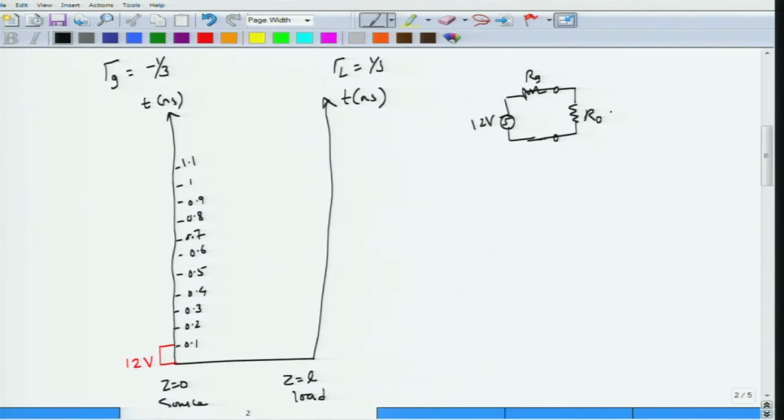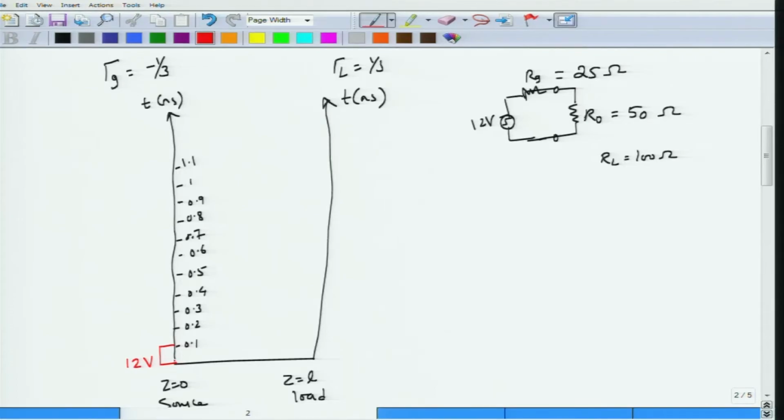So what is R0? Let us look at this one. R0 is given to be 50 ohms, from which you can calculate RG, or you don't have to calculate that one, that would be 25 ohms. Okay. So here we don't have a match, and you can see that gamma G will be minus 1 by 3. Similarly, RL is 100 ohms. You could have obtained this value from knowing gamma L.